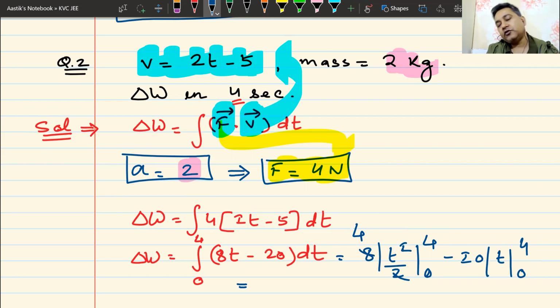So t squared is 4 squared. 4 squared is 16. 16 multiplied by 4 is 64. So this will be 64 in the first case. Minus, at that end I have t into 4. t is 4. 64 minus 80, I think. So the answer will be minus 16. That is the answer I am getting if I have done it correctly.